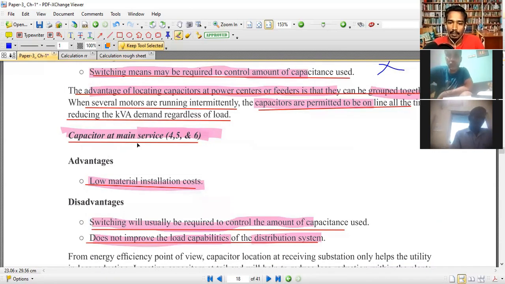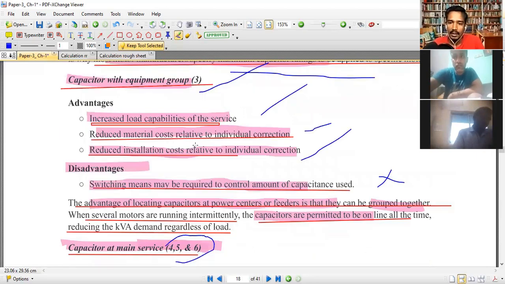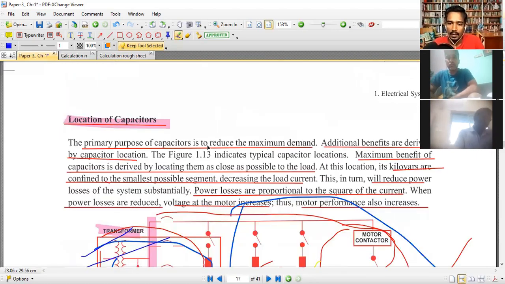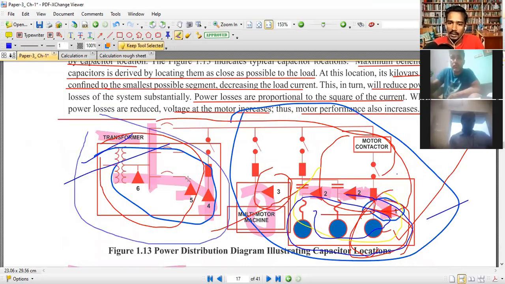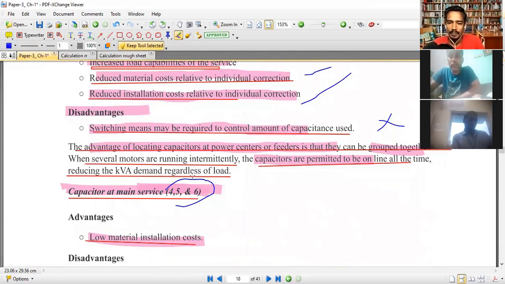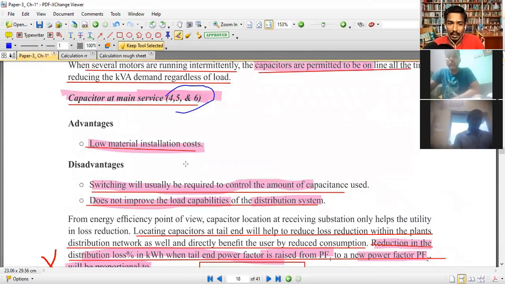Next is capacitor at main service 456. Here, 456. You understand here, the source side. What if they are using the source side? The installation cost is low, same low material installation cost. This is a low material installation cost.